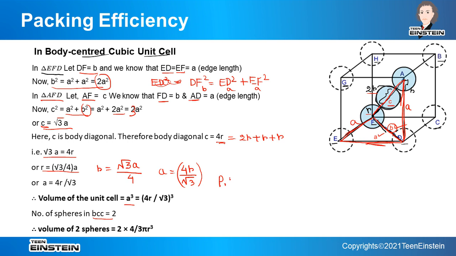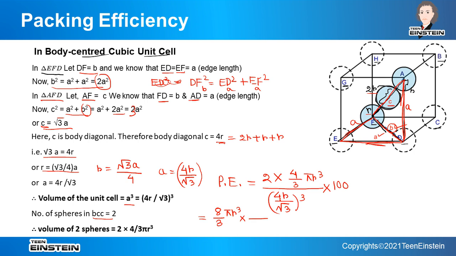So packing efficiency: here Z is 2, volume of one sphere is 4 by 3 pi r cube, divided by A cube. Now A cube means (4R by root 3) cube. And that is multiplied by 100. So if we simplify it, it will be 8 by 3 pi r cube multiplied by, here we will have 4 cube. 4 cube means 64 r cube, and root 3 cubed will be 3 root 3. So 64 by 8 will be 8, r cube will be cancelled, 3 will be cancelled. So finally we are getting root 3 pi divided by 8 multiplied by 100.